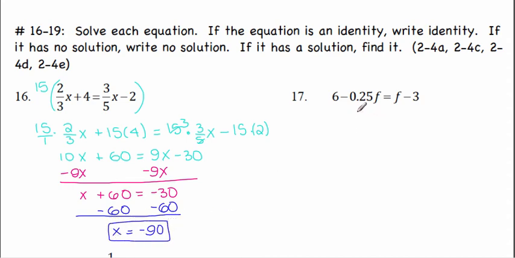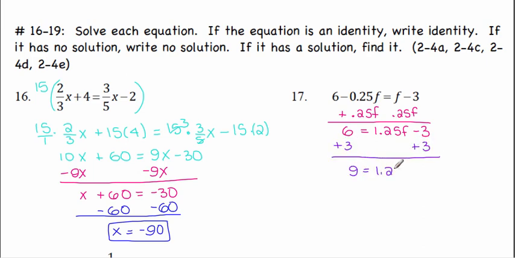Example number 17, I'm going to go ahead and move my 0.25f over to the right so that I have all my variables on one side. I'm going to do that by adding to both sides. So I have 1.25f now on the right. Now move my 3 by adding 3 to both sides. And now I'm going to divide both sides by 1.25 so that I have f all by itself. So I have 7.2 is equal to f.